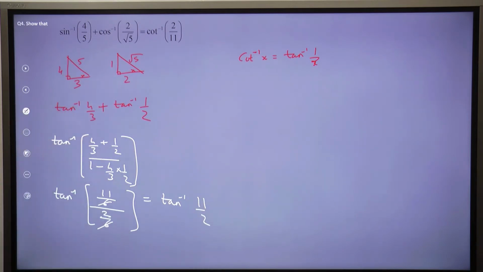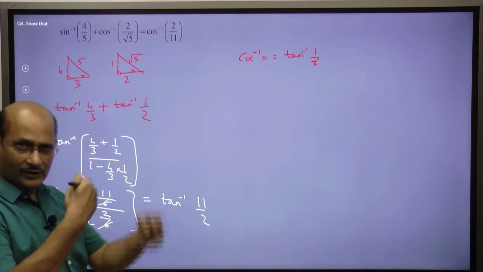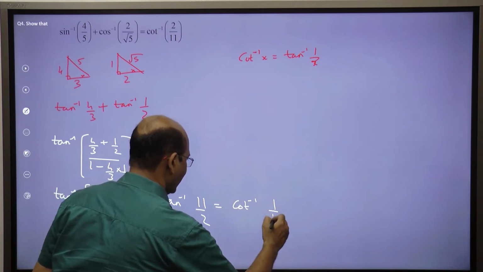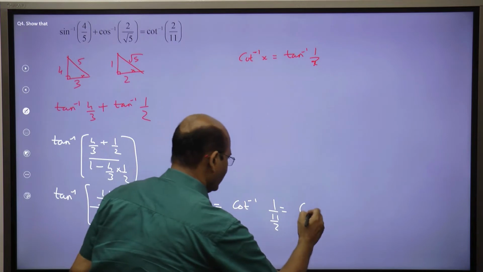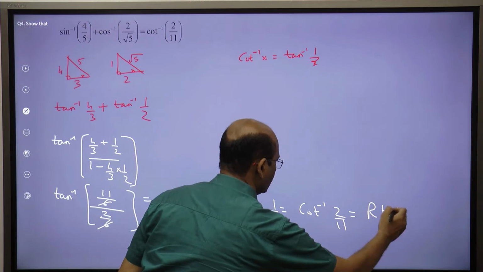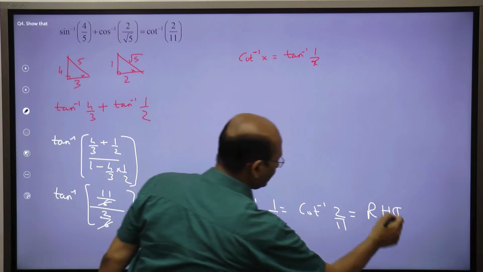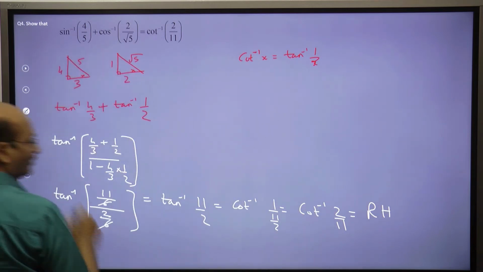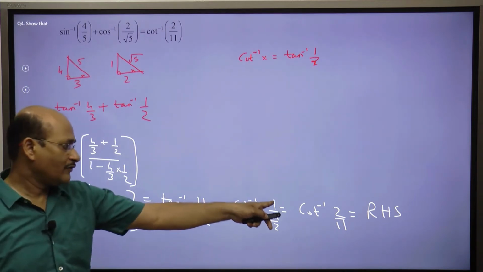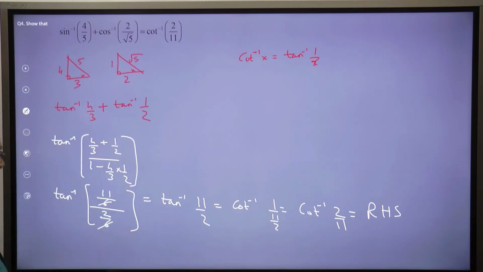Now what I understand from here, I have to prove in cot inverse. So tan is the reverse of cot. So tan inverse x is cot inverse 1 by x. So this I can finally write as cot inverse 2 by 11, which is equal to RHS. So the point is something very interesting: I just worked out tan inverse x is cot inverse 1 by x, which is equal to cot inverse 2 by 11. I just reciprocate this 2, and that's the way this working is done.